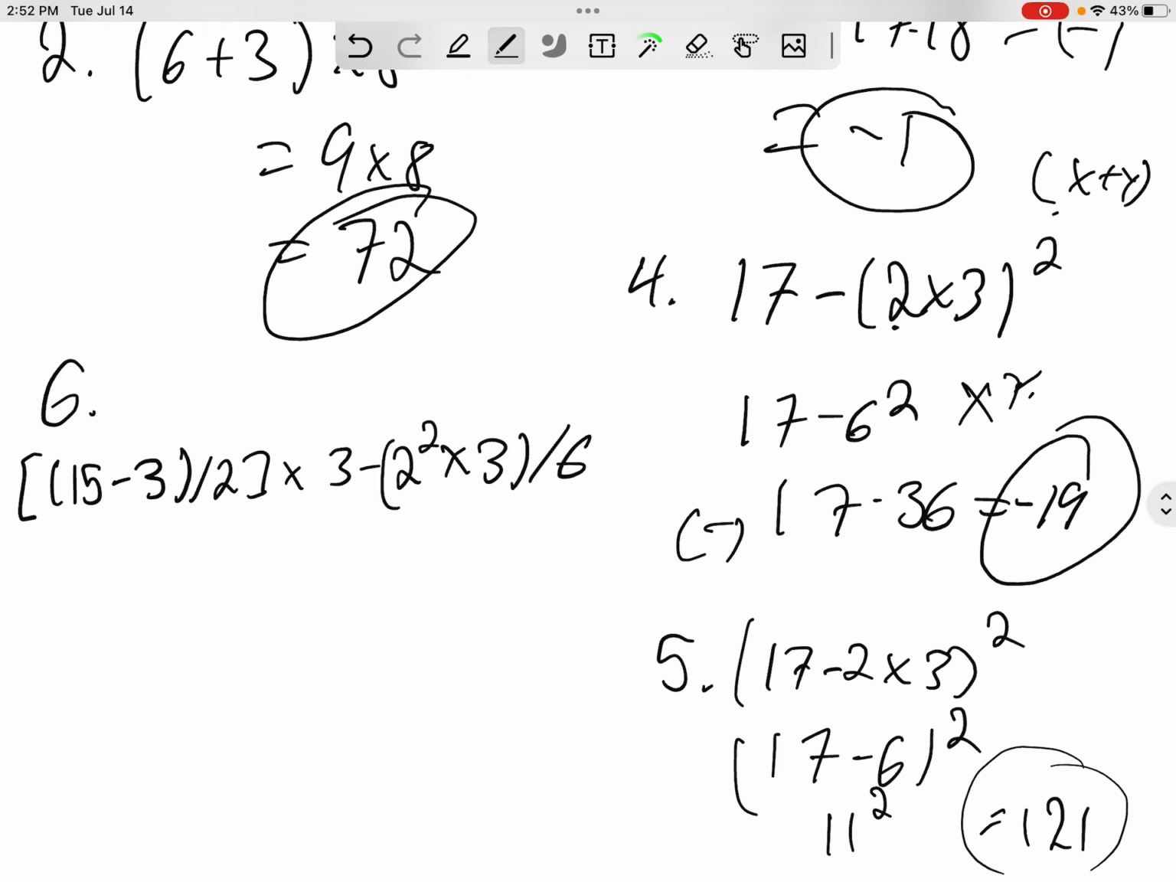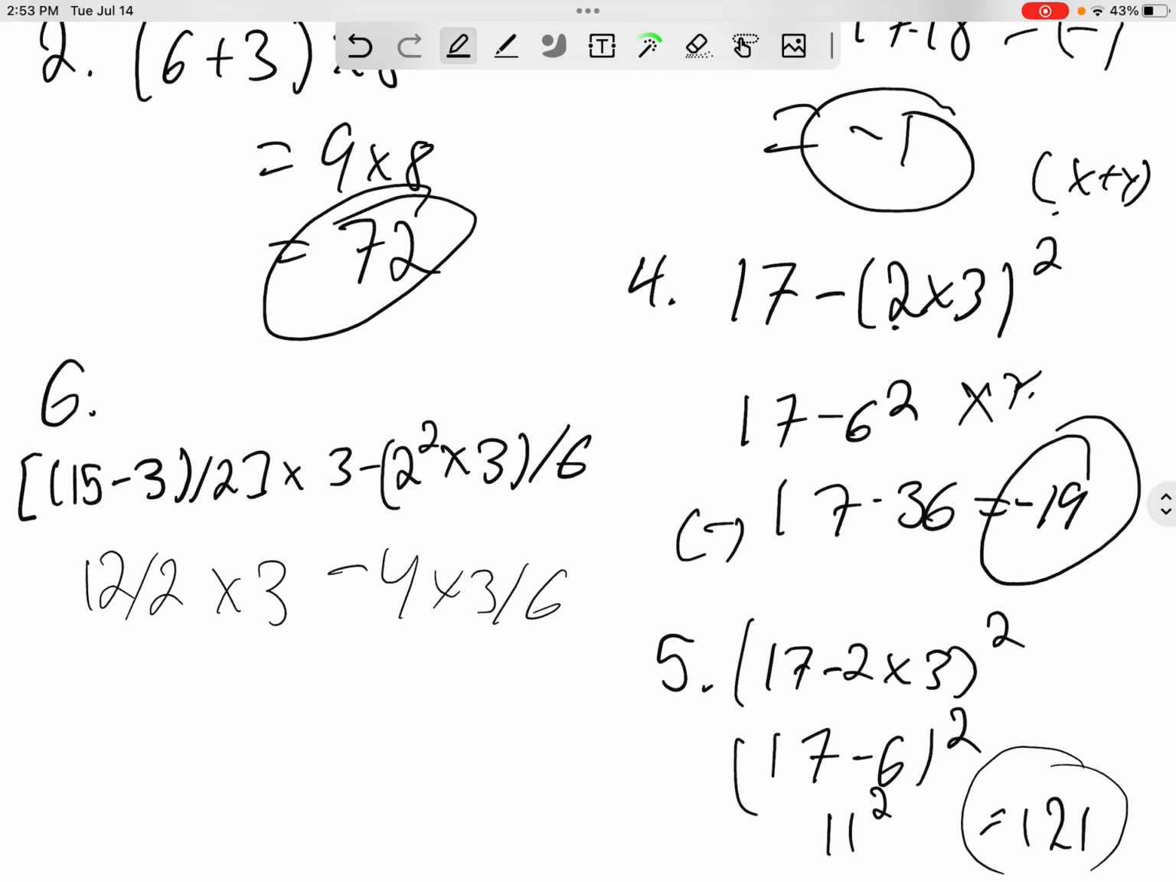Let's get into it. First up, we're going to do this. So that means 12 divided by 2 times 3 minus 4 times 3 divided by 6. Now, doesn't this look easier to solve?